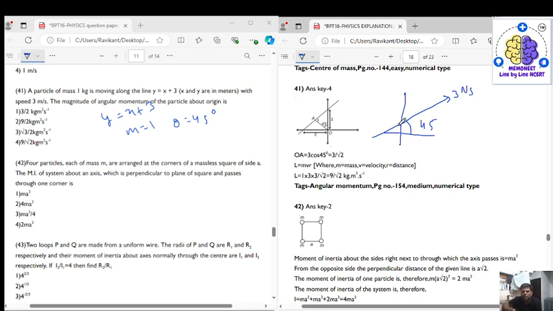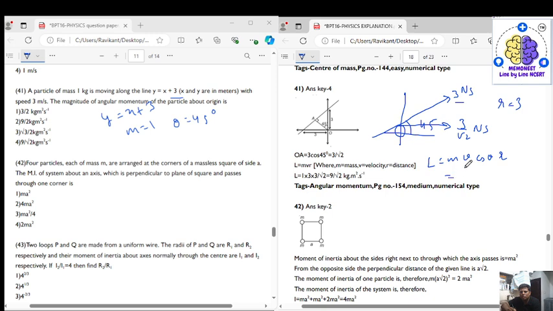So the momentum along this will be 3 cos 45. Cos 45 is 1 by root 2, so it will be 3 by root 2 newton second. So momentum is in this direction, and this distance is the y-intercept. From the equation, we can see that the y-intercept is 3. So r equals 3. So L equals mv cos theta into r.